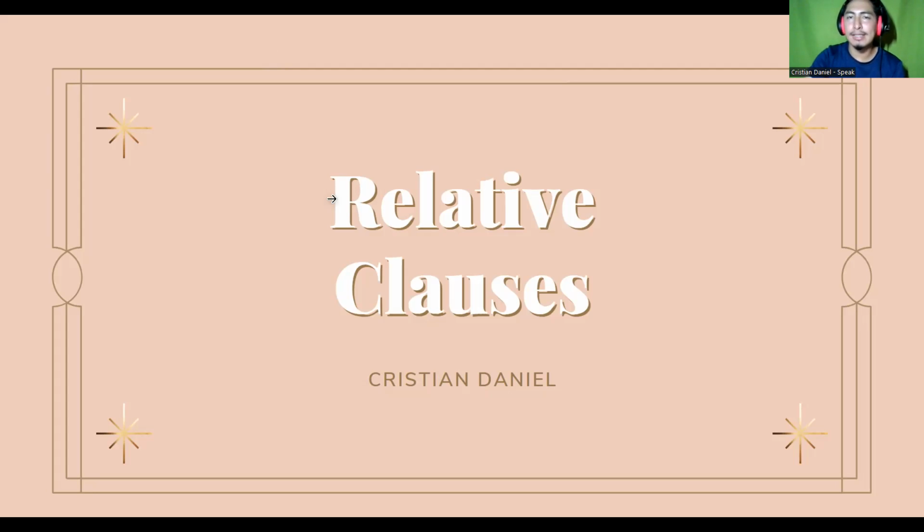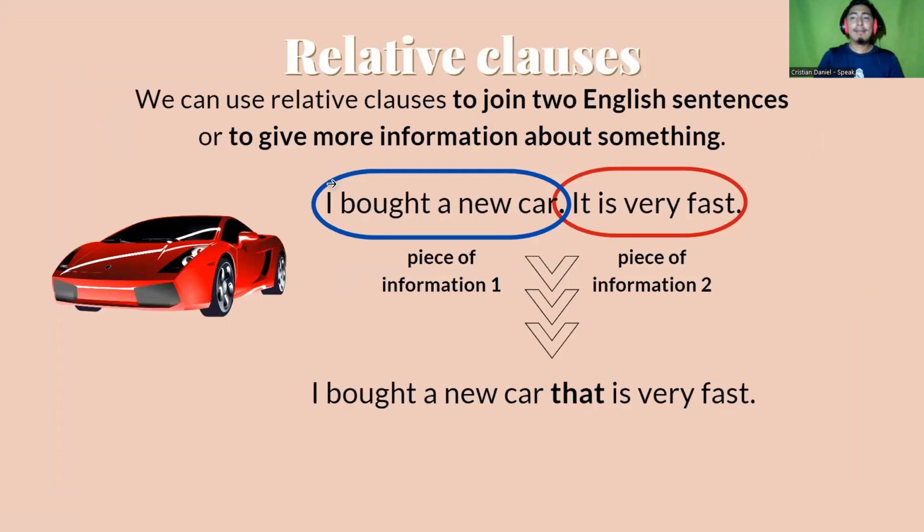Today, everybody, our class is about relative clauses. So what are relative clauses? Maybe you wonder. Let me show you right now what relative clauses are, okay? Well, the use of relative clauses is to join two English sentences or to give more information about something. As you can see in the example, you see a beautiful car, and also you see the following sentences. I bought a new car. It is very fast.